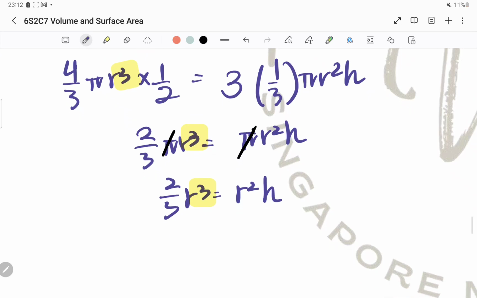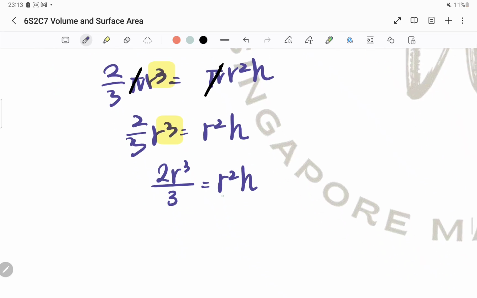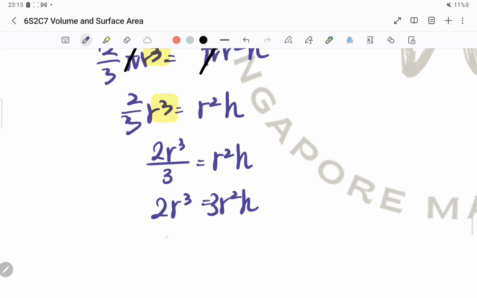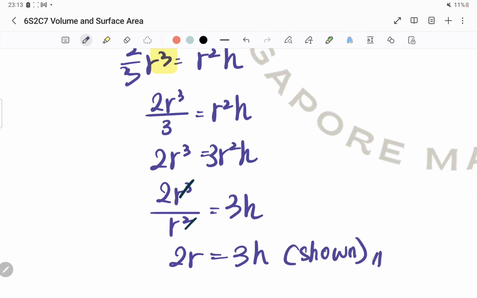Now after that, what you can do is cross multiplication. You have 2r cube equals r square times 3h. Bring the r over, you will have r squared and 3h. Then what do you realize? You can do your division. Here you have r cubed divided by r squared, so you are left with 2r equals 3h. So this is your answer, how to show it.